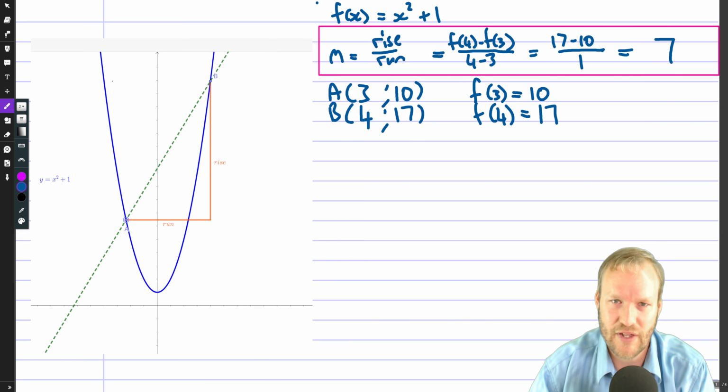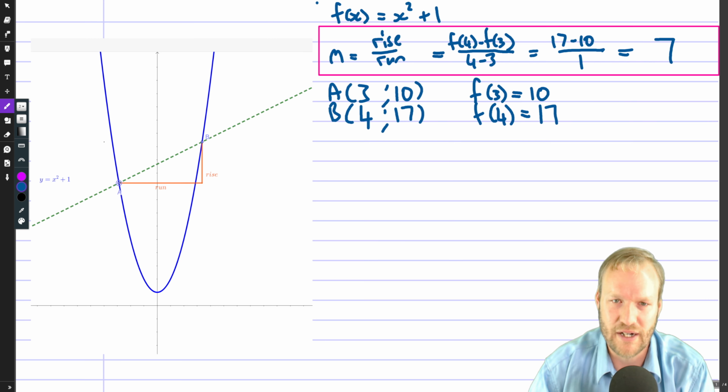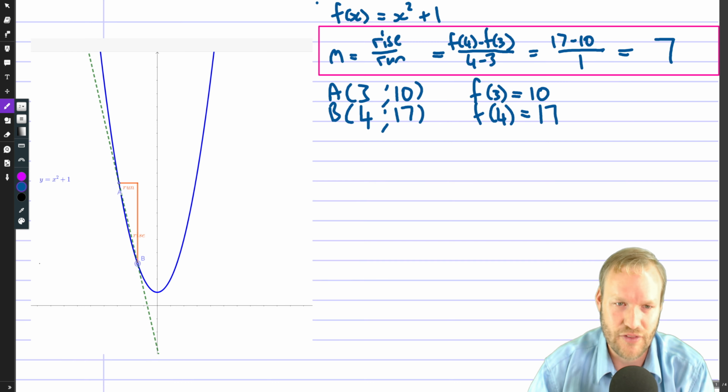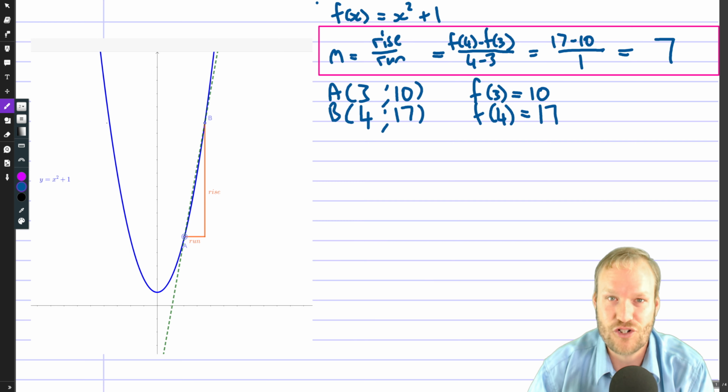We could have put A there, B there, and said that the average gradient of this graph from A to B is whatever this rise over run is. It looks approximately 1 here. And the gradient could have been a negative gradient. It could have been over there. Doesn't really matter. We're just working out the gradient or average gradient between 2 points. And this is something we've been doing for years now. So that wasn't too difficult. It was just rise over run. That's what we've been doing.